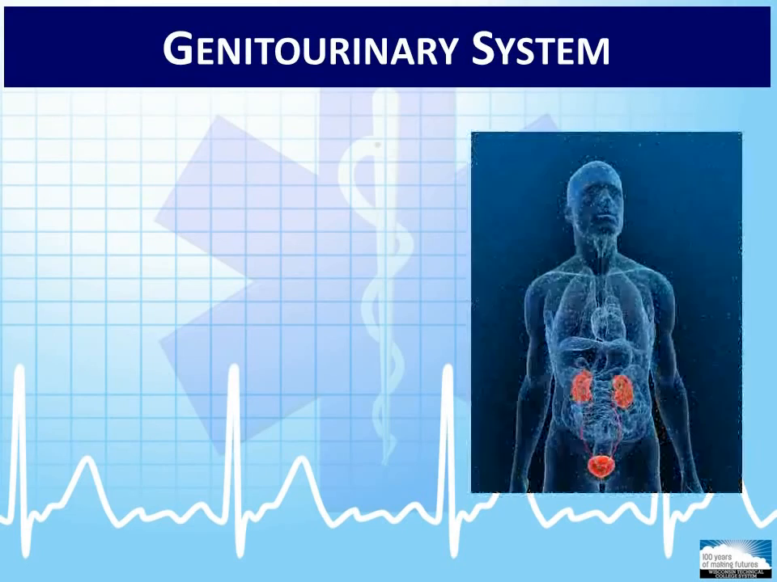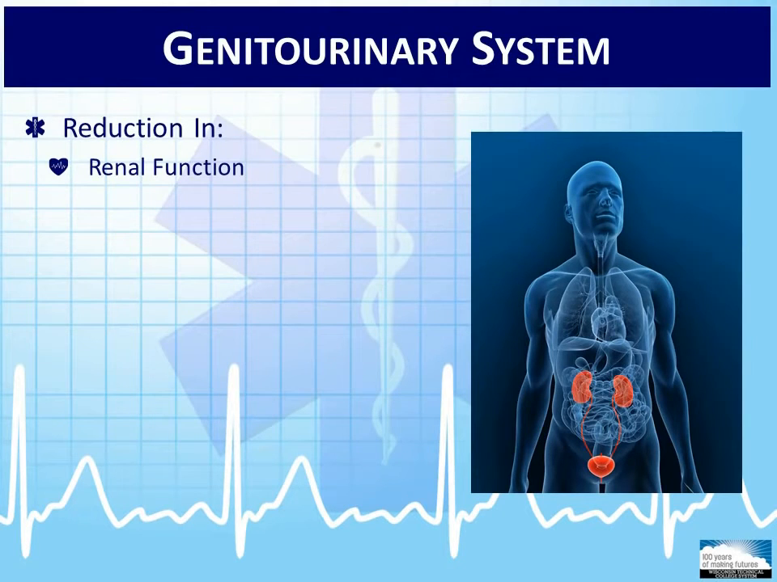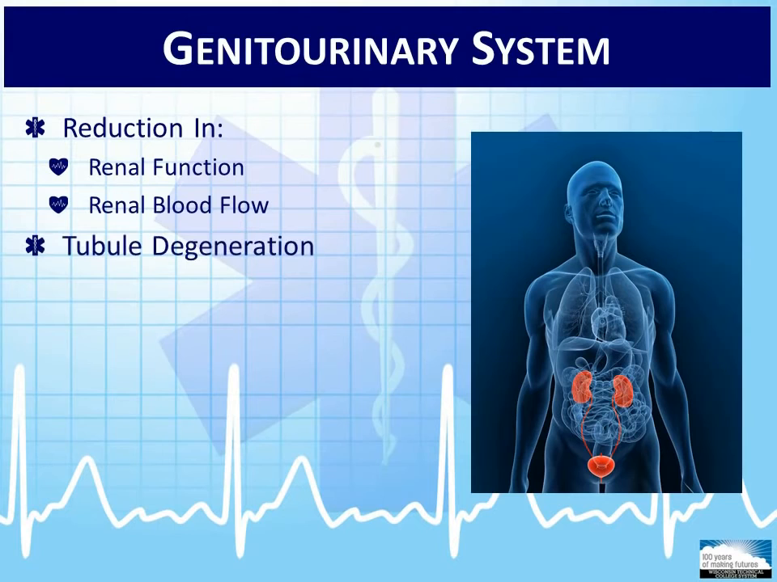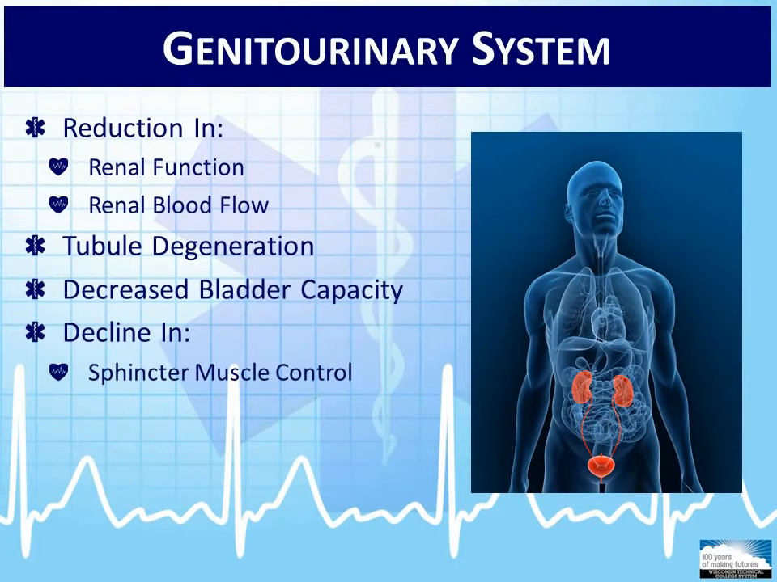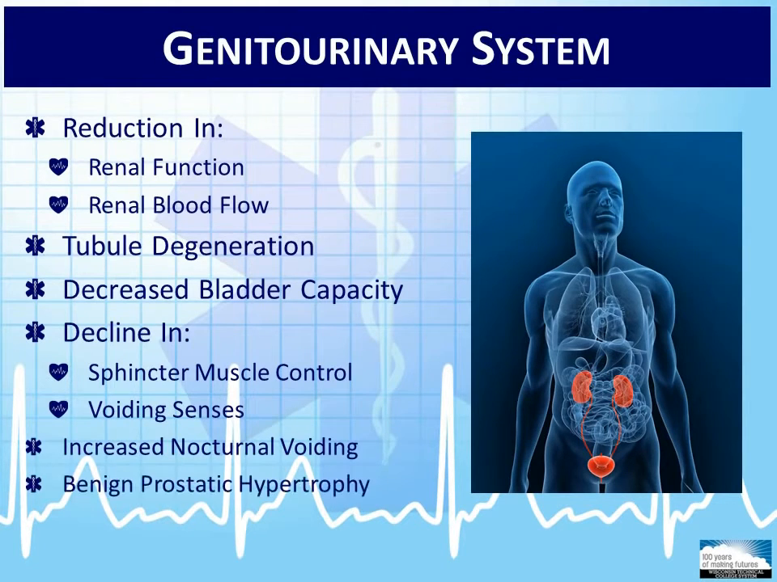Over time, the genitourinary system also deteriorates. The effects of such changes over time include a reduction in renal function, a 50% reduction in renal blood flow, tubular degeneration, decreased bladder capacity, a decline in sphincter muscle control, a decline in voiding senses, an increase in nocturnal voiding, and benign prostatic hypertrophy. In the geriatric patient, these changes may lead to a decreased ability to filter waste, fluid, electrolyte, and acid-base imbalances, less efficient drug elimination, and bladder incontinence.